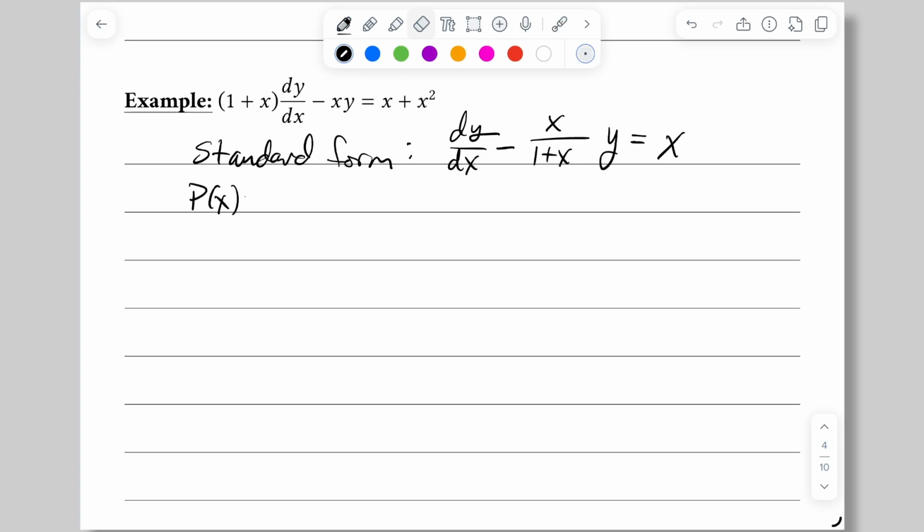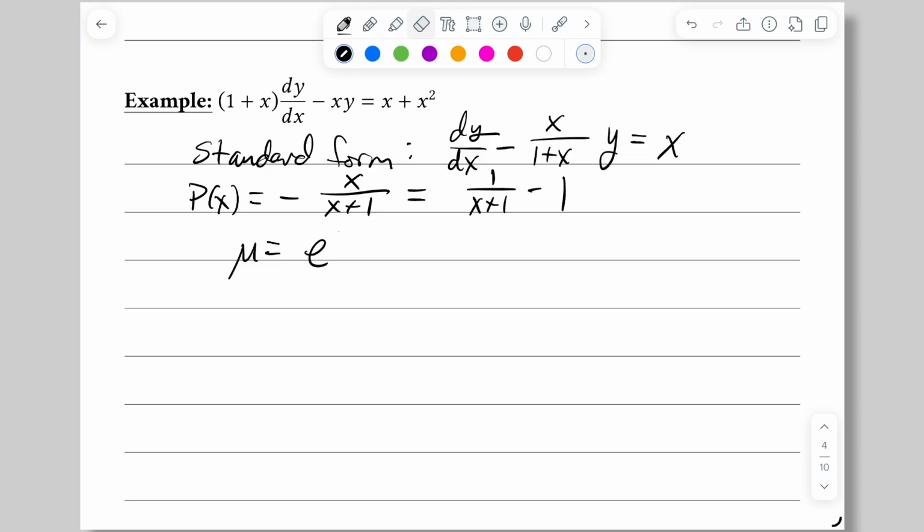P of x is then equal to negative x over x plus 1. That negative needs to come along with p. Forgetting that can cause all kinds of problems, and aside from that, it would be incorrect. Now using either long division or adding and subtracting 1 in the numerator, and then applying that negative, we'll find that we have 1 over x plus 1 minus 1 as p of x.